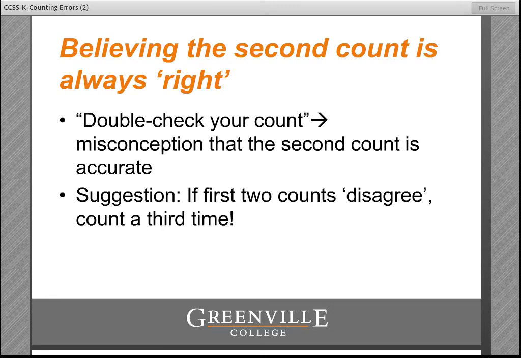So we're going to need to chat with them about what I just mentioned: what do we do when we have two different answers? How do we know which one's right? We'll probably need to count a third time. That will probably be something that you want to build as a norm in your classroom.